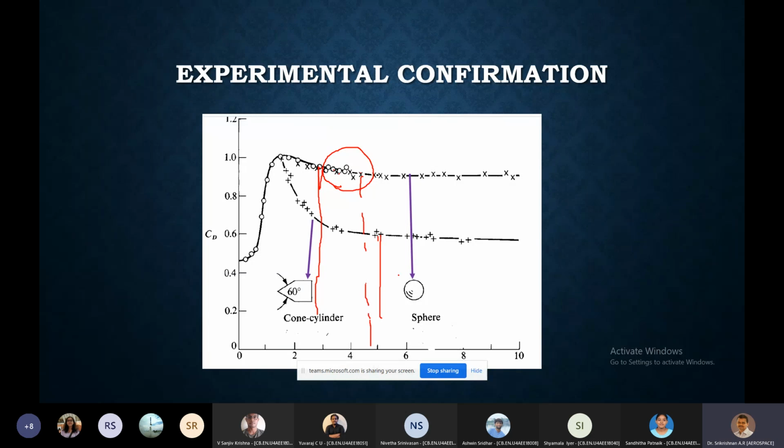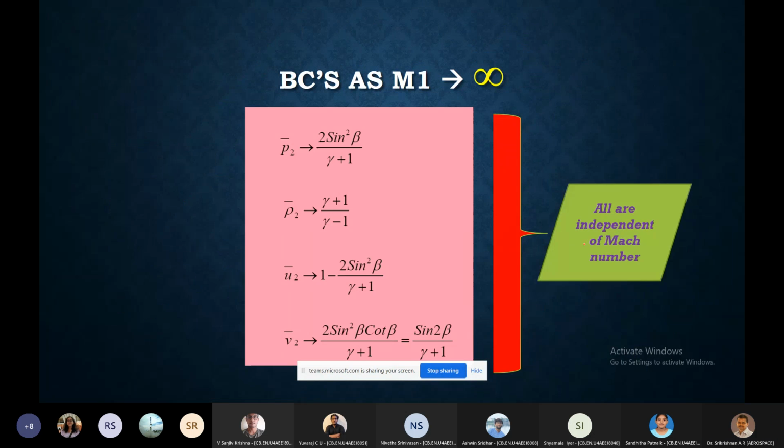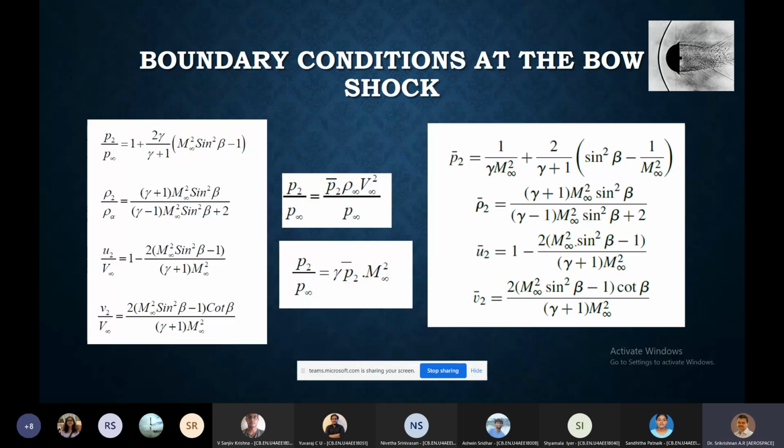So what this tells us is that for blunt bodies, Mach number independence is achieved relatively earlier than for sharp-edged bodies or bodies with an attached shock. And this is because of the M squared sine squared beta that we see in the relations. This M squared sine squared beta keeps showing up in all the relations that we have here, also p2 by p infinity.